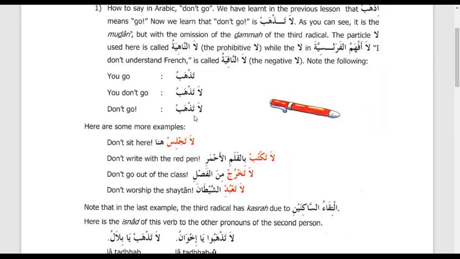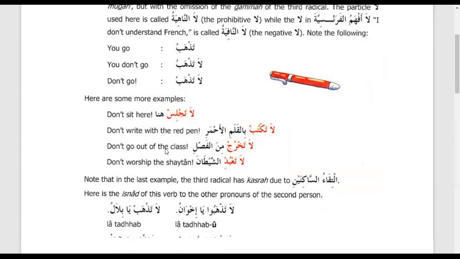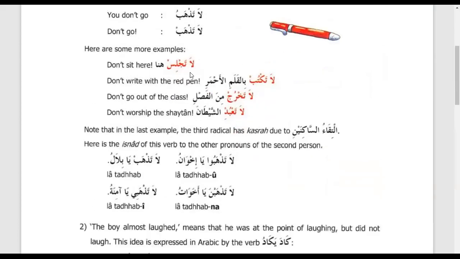Let's look at some of the examples here, and these examples will also occur in the lesson, so we will go through quickly. For example, don't sit here. La tajlis huna, don't sit here. So when you want to stop someone from sitting in a specific place, you say, don't sit here. La tajlis huna. And similarly, la taktub bil qalam al ahmari, don't write with the red pen. So la taktub, you don't write. La takhruj, you don't go out.